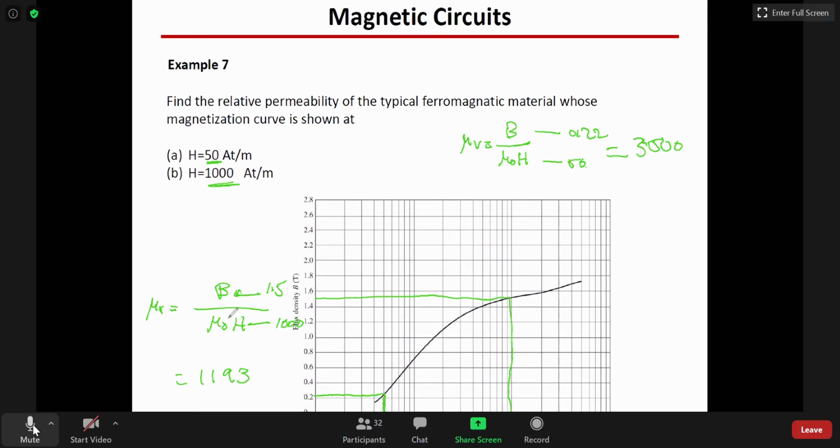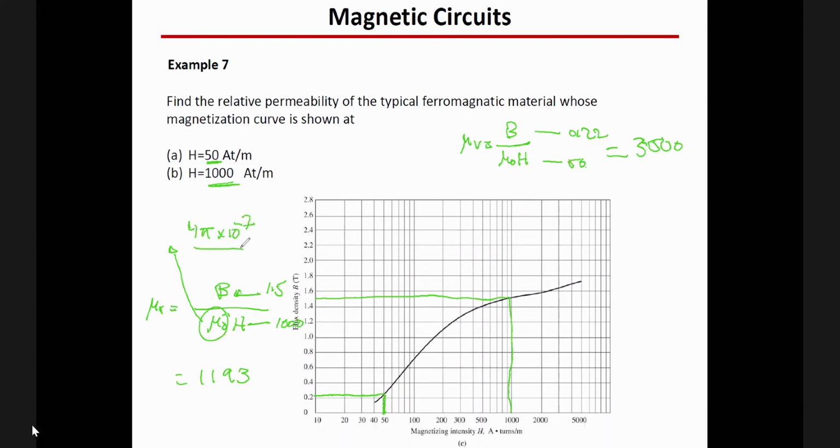Because mu naught is a constant, it's not changing. This is the permeability of the air, and we don't have a magnetization curve for the air, we have it only for materials. So the value of this is 4 pi times 10 to the power minus 7. It's a constant.